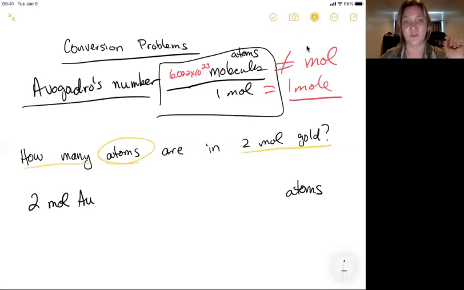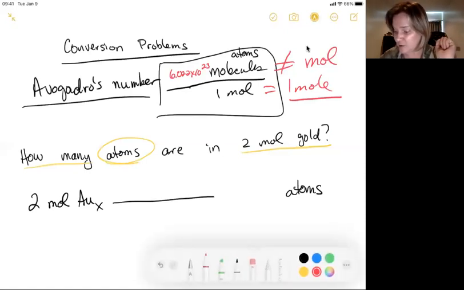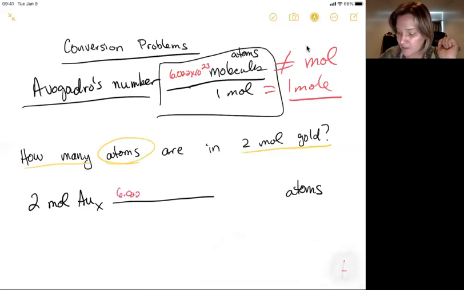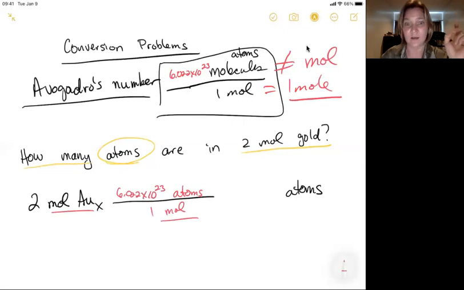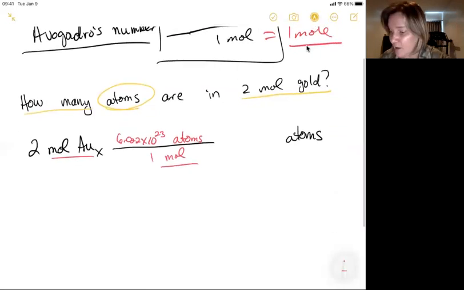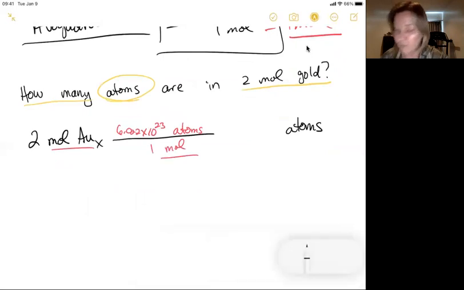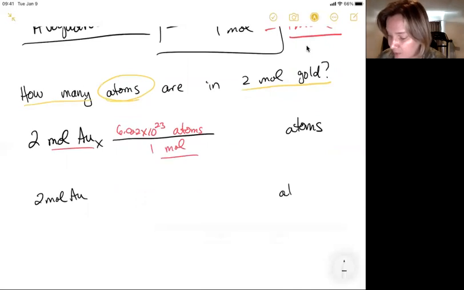So based on the unit that I start with and the unit that I'm asked to find, I'm going to use the conversion factor for Avogadro's number, and I'm going to multiply my 2 moles times my conversion factor, which is 6.022 times 10 to the power 23 atoms per 1 mole. And now you see I've got mole on the top here and mole on the bottom here. Another way you can write this out, if you want to make it more clear about what you can cancel, you can do 2 moles of Au atoms over here.